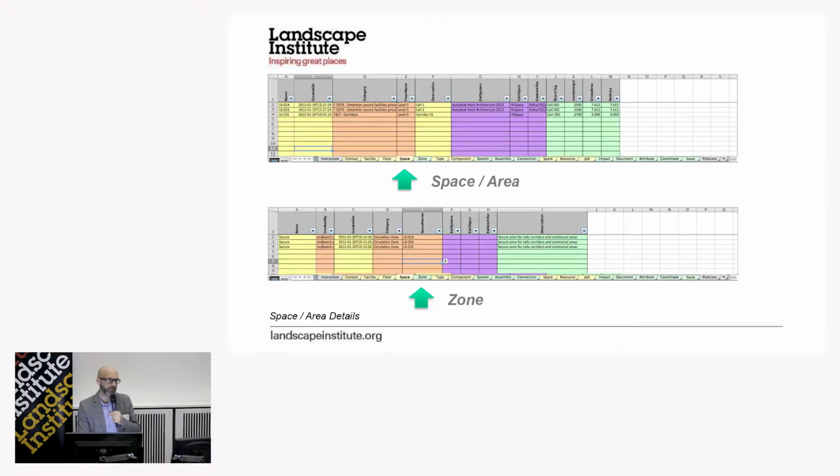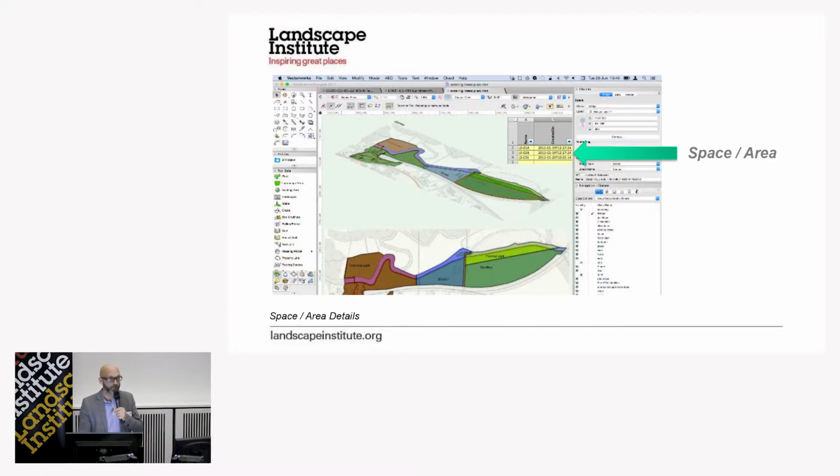Just to give you a couple of examples, again, here are the spreadsheets. You'll see there's a common theme to the colour here. But the important thing is these are data sets, and they are associated with the intelligent models that are being created. So within the BIM context, here's space or zones, and that would correspond to the zones and areas within the landscape scheme itself. So it is transferable, and it's cross-industry and cross-sector.